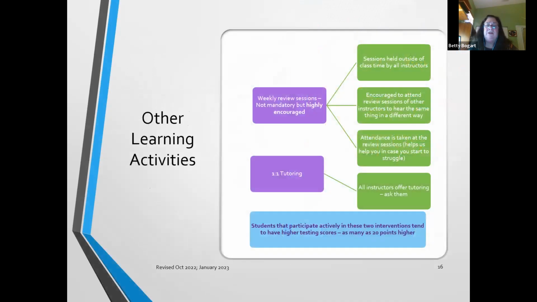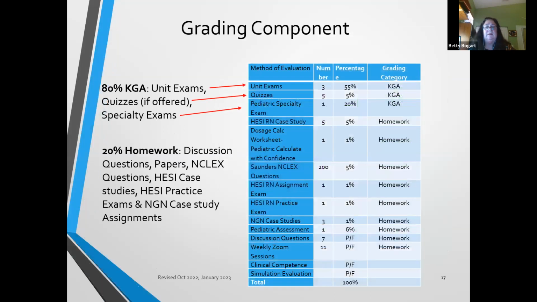So I don't do formal weekly review sessions, but I am here before class, after class, to help you. And again, tutoring, whatever you want, I will work it into my schedule that fits yours, because I want everybody here to pass. I do not like when a student is not successful in my class.